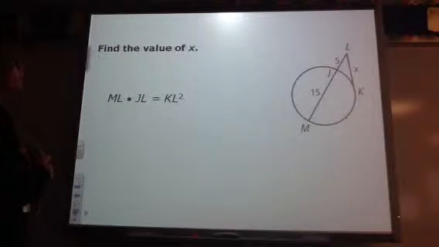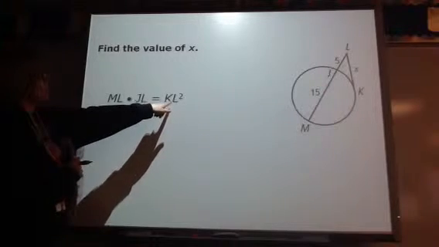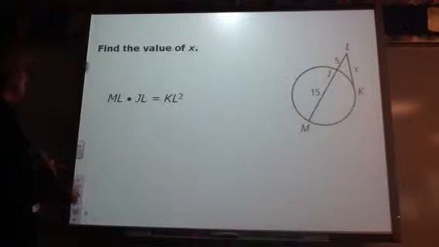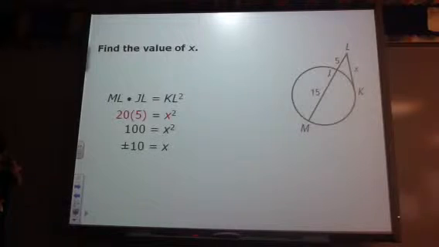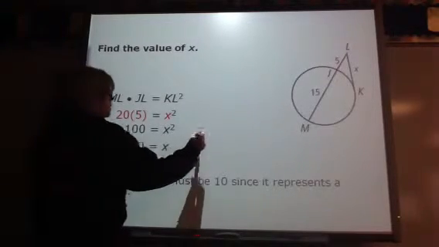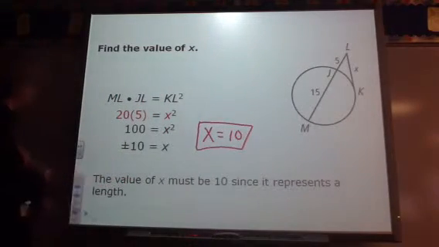Okay, so you're taking ML, your secant segment, times your exterior secant segment, and putting it equal to the segment of tangency, which is KL squared. Substitute in, solve for x. X is going to give you plus or minus 10. Now, can we have a negative value for a measurement? We cannot. So your answer is positive 10.